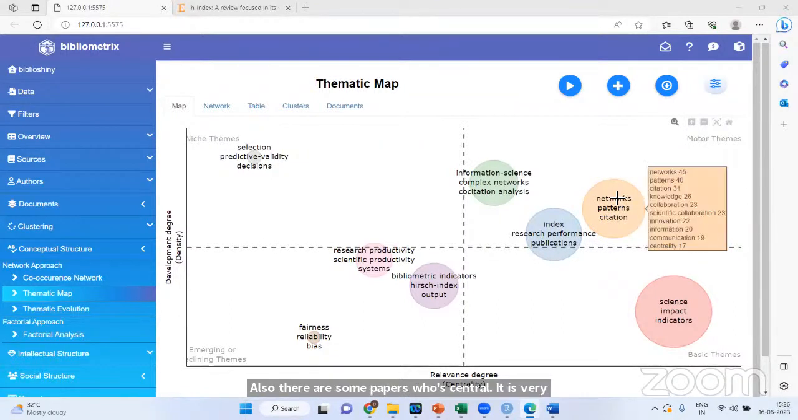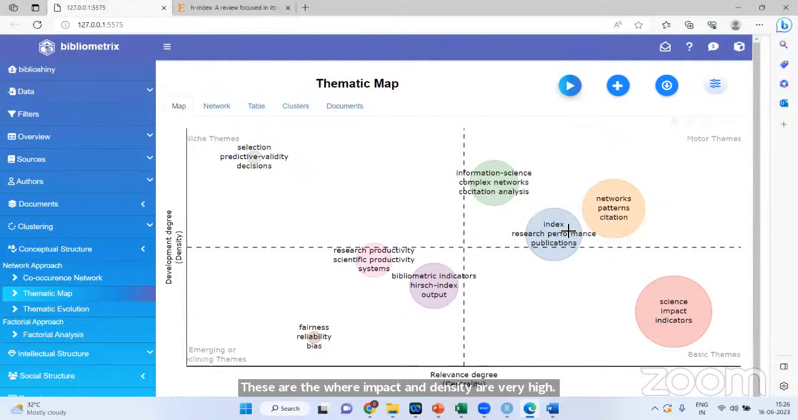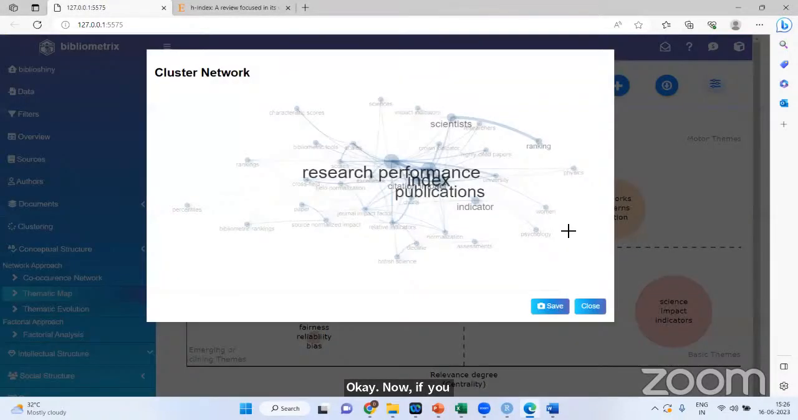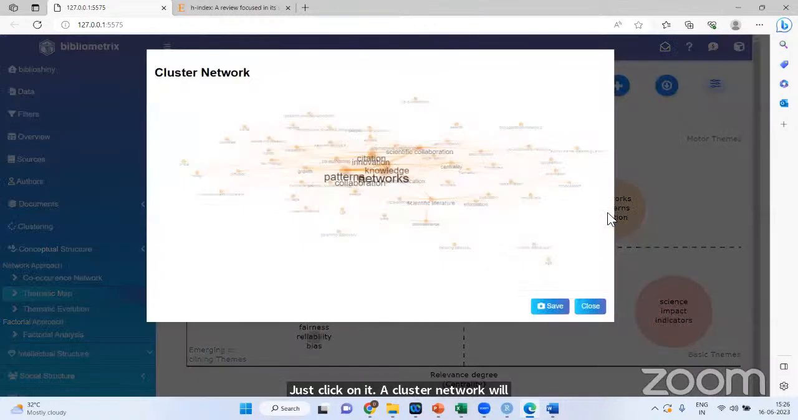So these are the areas where impact and density are very high, right? Now, if you click on it, you will get the cluster network of it. Just click on it. A cluster network will appear. Click on it.